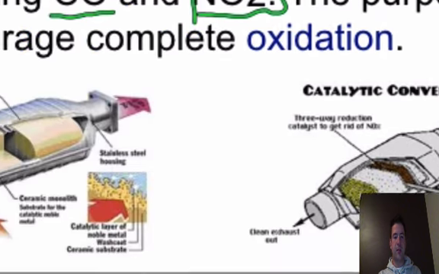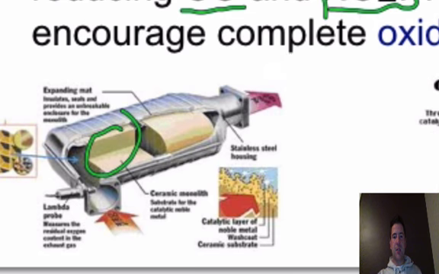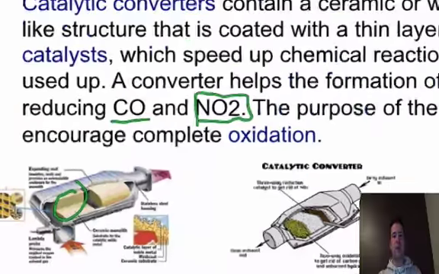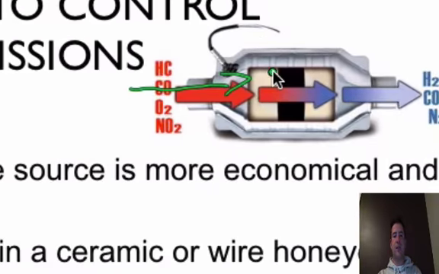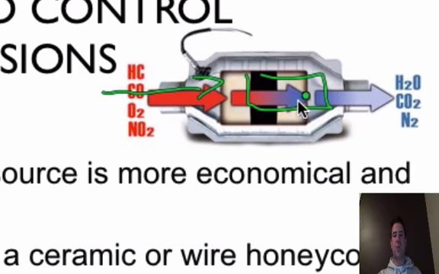Okay, and so if we take a look at some of these diagrams, you can see this catalytic converter with this ceramic on the inside. And what actually happens is we're going to get this carbon monoxide, this oxygen gas, nitrogen dioxide and such, and they're going to make their way through the converter. But because it has these catalysts inside, they're going to speed up the chemical reaction, and they're going to form water, H2O, carbon dioxide gas, and nitrogen gas.